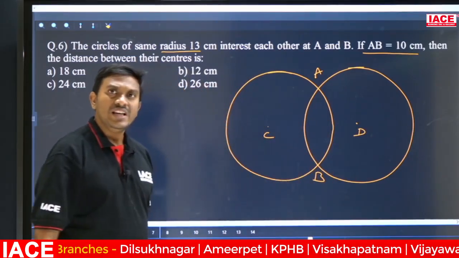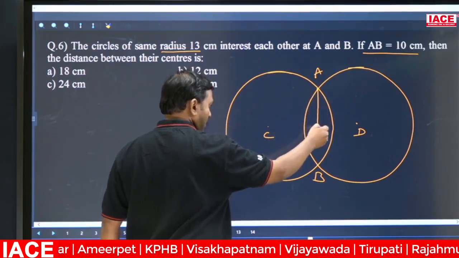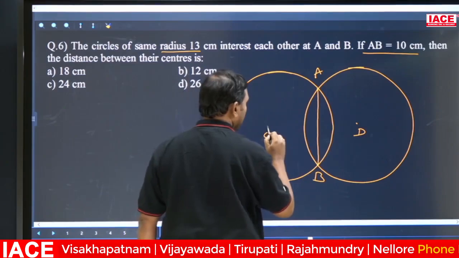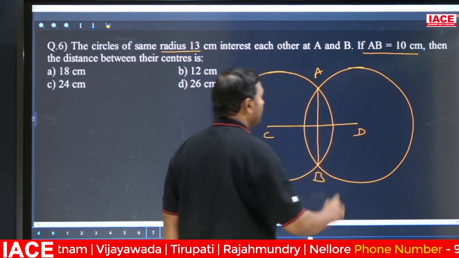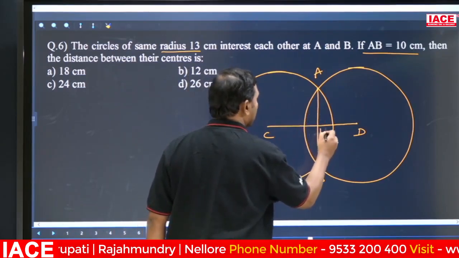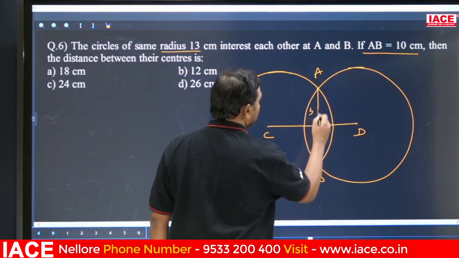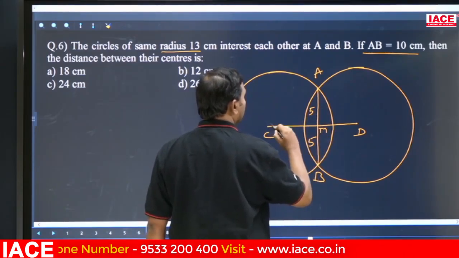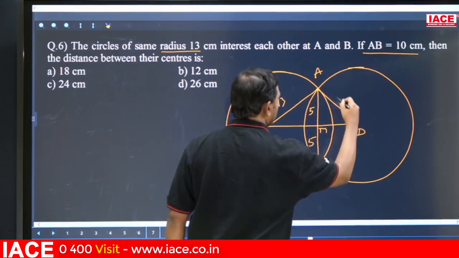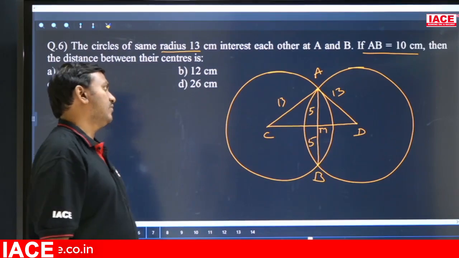What we have to find: CD. AB is given as 10. CD will bisect AB, which means AM is 5 and this is 5. Already we know the radius is 13, and this radius is also 13. Find the value of CD.